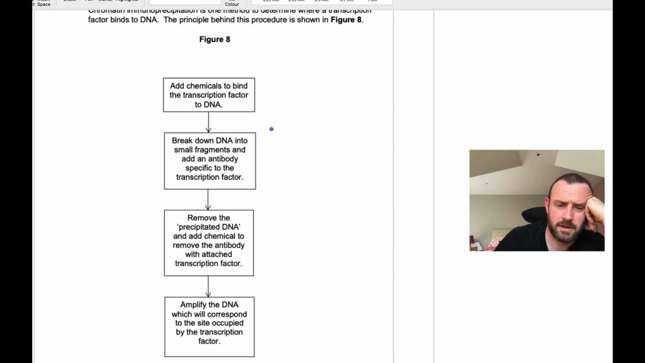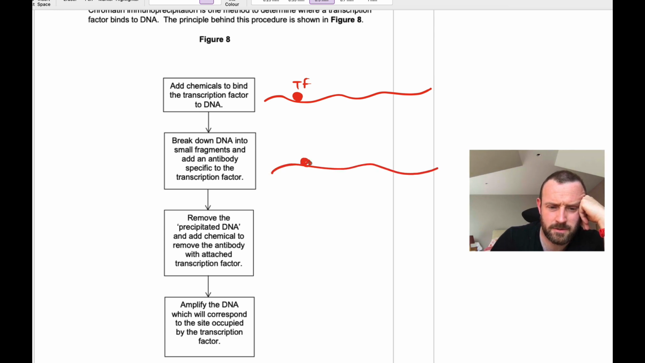Okay, fine. So basically, I'm going to try and draw this diagrammatically. A big long stretch of DNA. The transcription factor binds. This is my transcription factor, this blob here, TF. Then we break it down into small fragments. I chop it into small fragments. These blue lines are my little breaks. And then remove the precipitated DNA. You use that antibody to just pull out this bit.